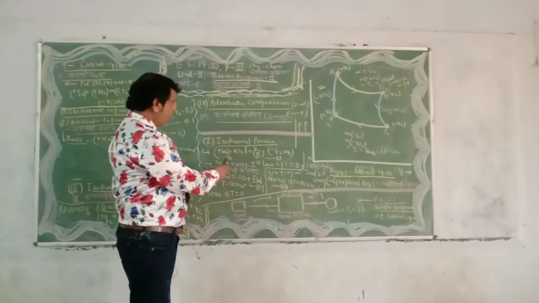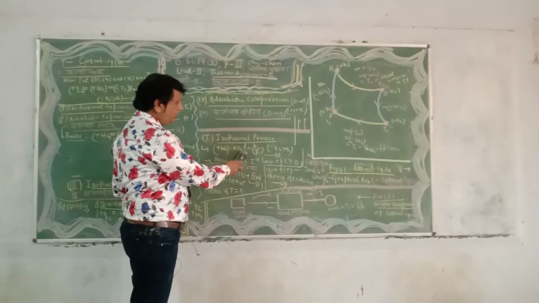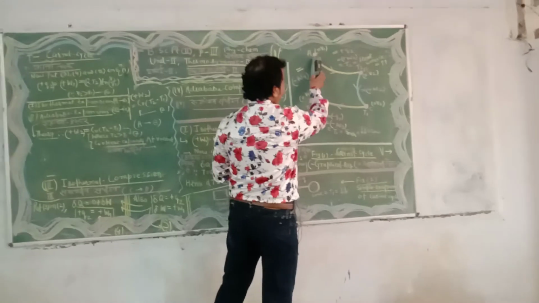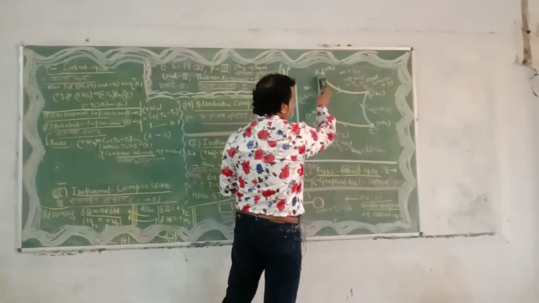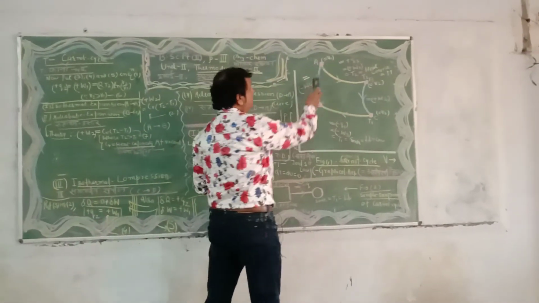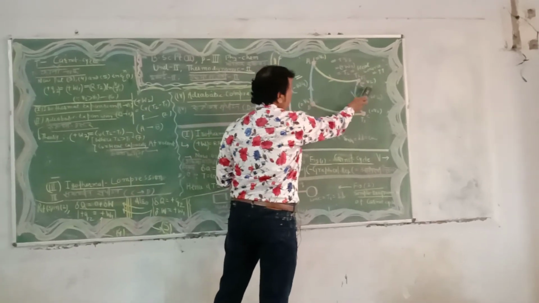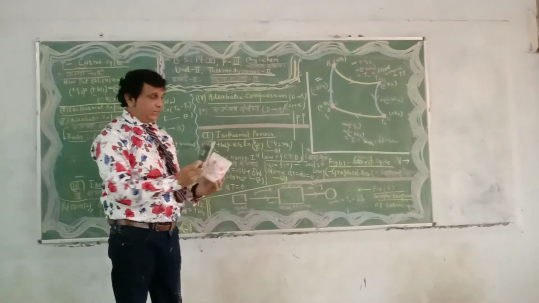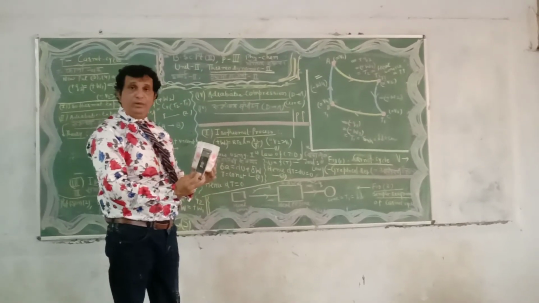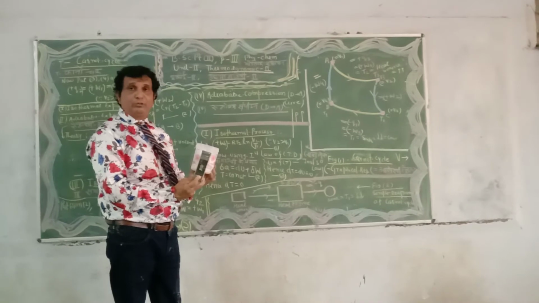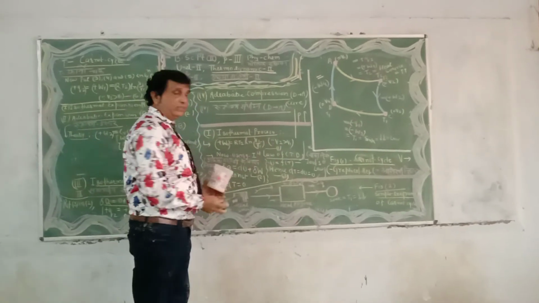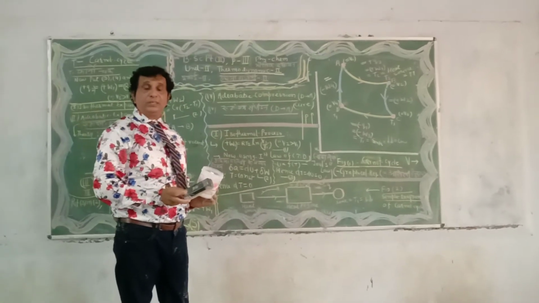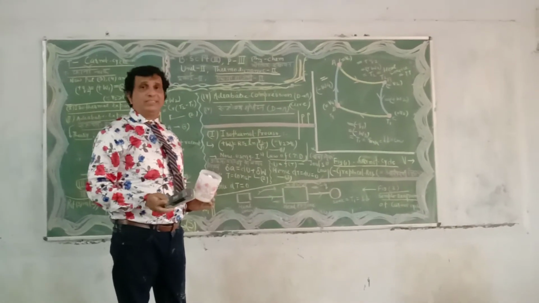written on the blackboard as plus W1 equals RT2 ln V2 upon V1. After the expansion, I am reaching from point A to B. At point A, volume is symbolized by V1. At point B, volume is symbolized by V2. Since V2 is greater than V1, the work done is calculated as positive, because V2 is greater than V1. Isothermally, assuming temperature T2 as a constant possessing its higher value.